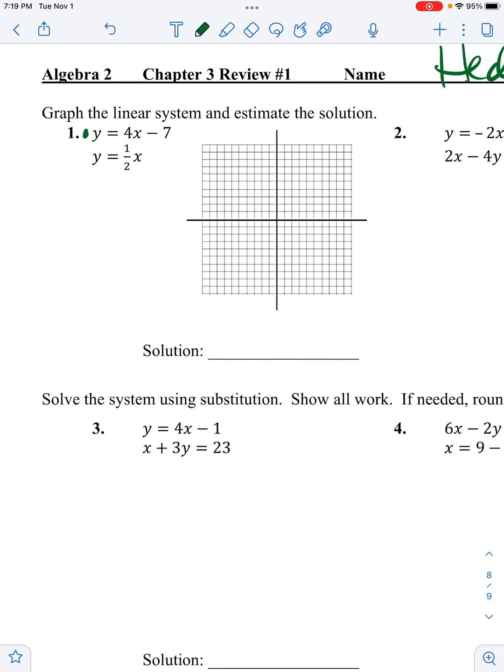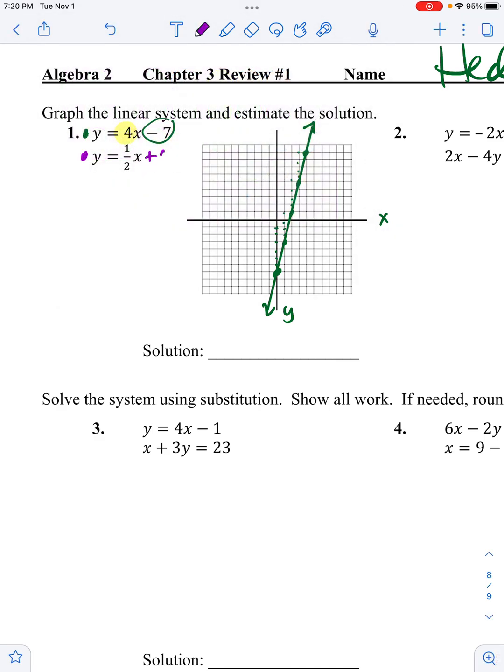So this line starts at -7 on the y-axis because it's mx plus b. So 1, 2, 3, 4, 5, 6, 7. Here's the y, here's the x. And then according to that slope, I'm going to count up 1, 2, 3, 4 over 1. Okay. And then I'm going to draw the straightest line that I possibly can. Thank you, Notability Geniuses. And then I'm going to graph the second line.